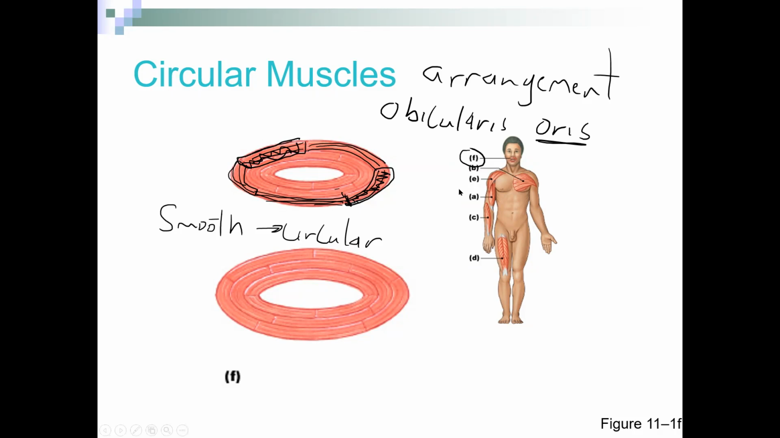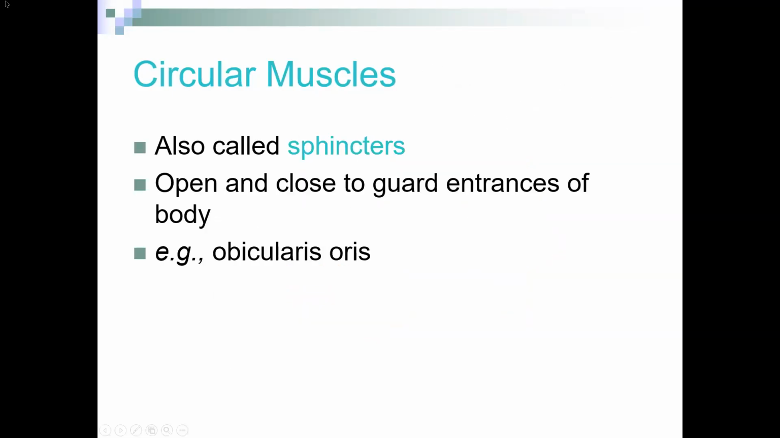Okay, so that's your circular skeletal muscle for you, right? As it says here, they are also called sphincters. They open and close the guard entrances of the body. So the orbicularis oris, example. Also, of course, the anus. That's also another ring of muscle that closes off the passage out of the rectum. And that one, of course, you also have some control over, right? So you can relax that one while you're defecating or keep it closed up while you're trying not to defecate because of something you ate earlier, right?